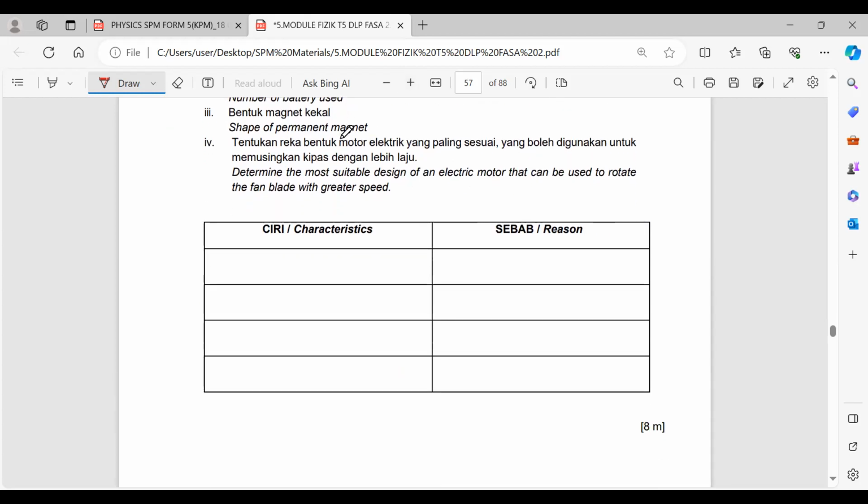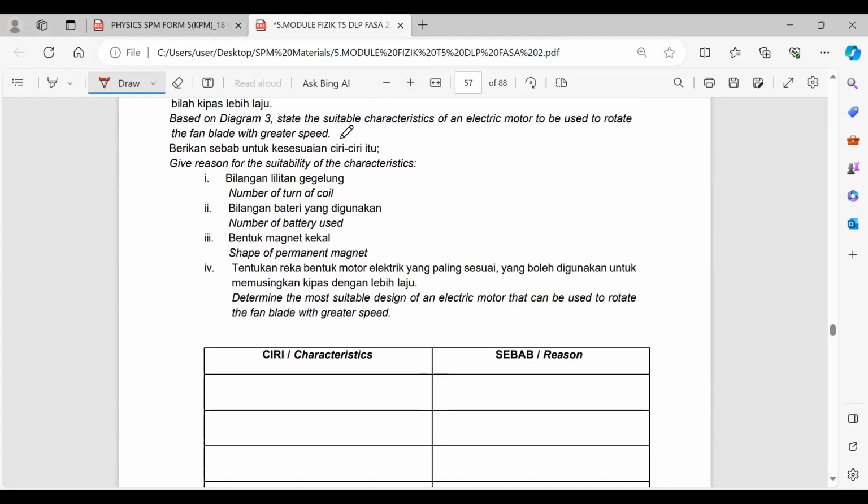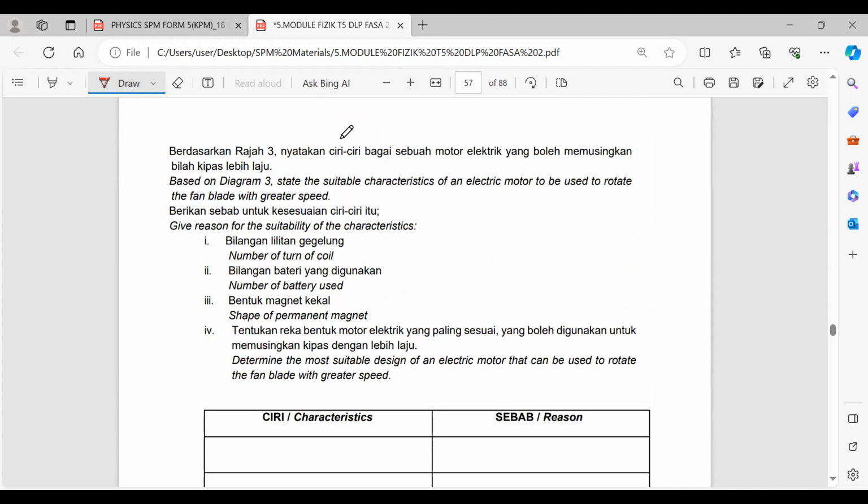Okay, so this is a total of 8 marks, I suppose. Yes, 8 marks. Could you please drop it and give me the answer? Put it very simply. What is the characteristic? And what is the reason?